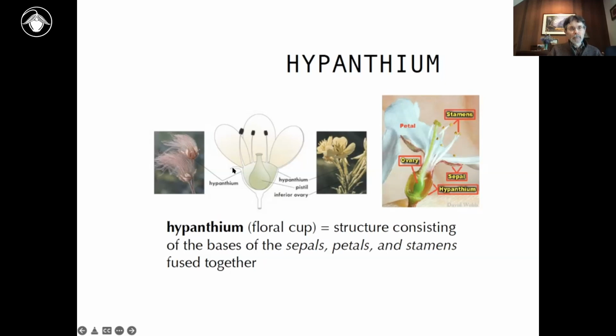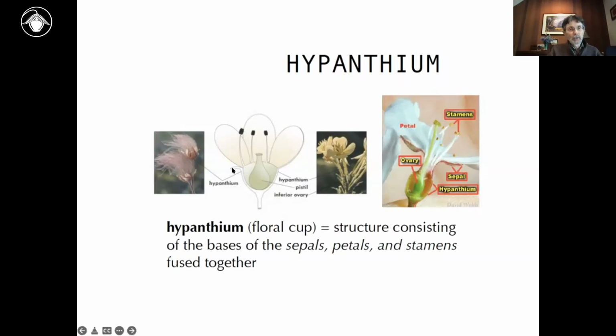And so this can contain nectar, and it's important because there are quite a few plant families and genera, major groups of flowering plants, that have hypanthia. So hypanthium can be an important thing to diagnose.